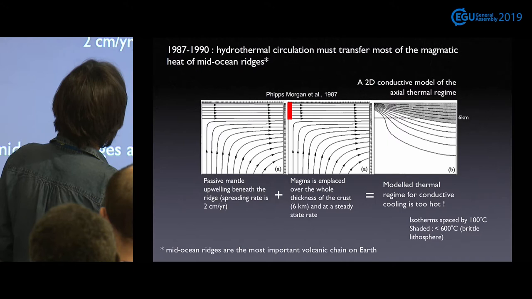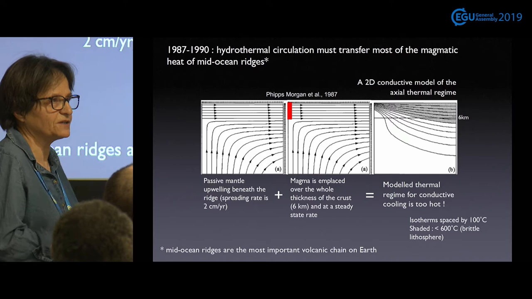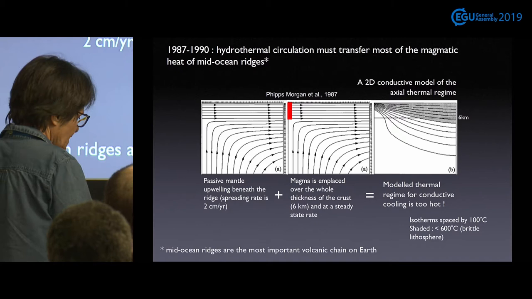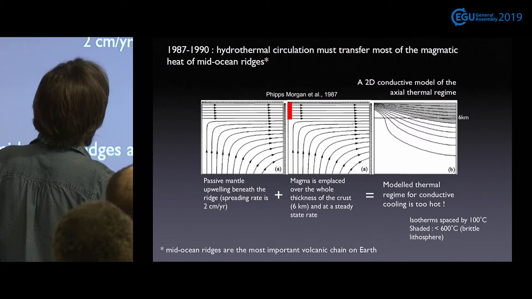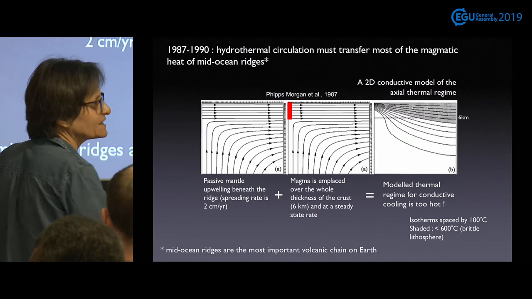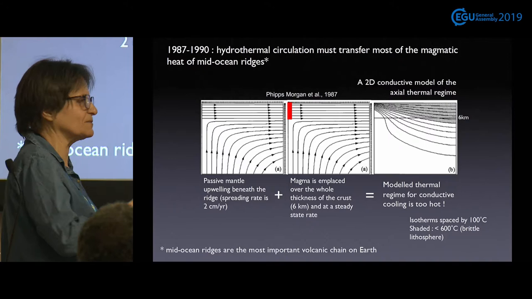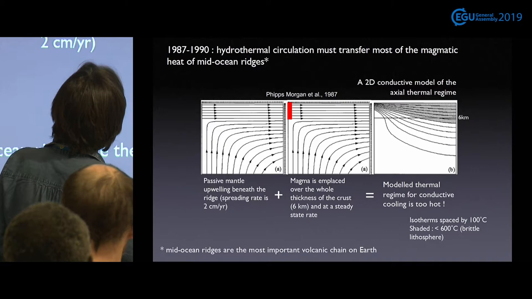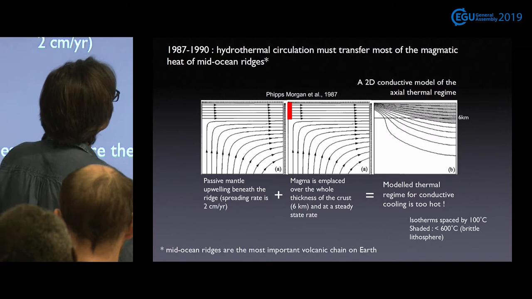So in the model, you have the mantle that is passively upwelling beneath the ridge, meaning that it upwells at just the right velocity to fill the void between the two plates. And as it comes up, it melts and produces melt. In the model, the melt is treated as a source of heat that is emplaced over the thickness of the crust, 6 kilometers, at exactly the right rate to explain the extension, the separation of the plates. So heat is provided by the advecting mantle and by the magma, and then you cool that conductively.